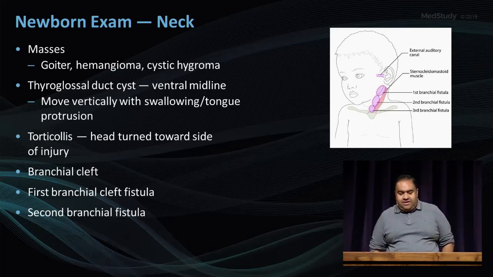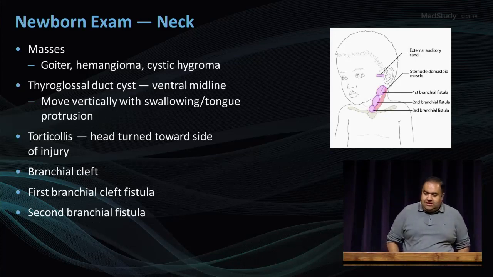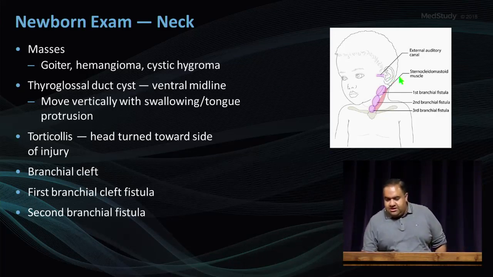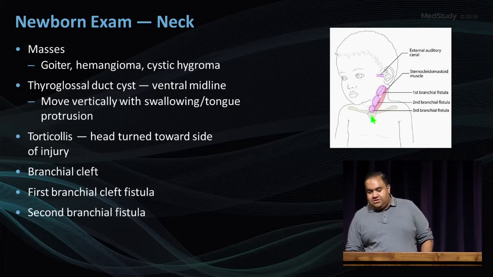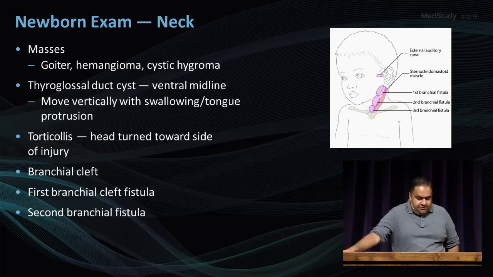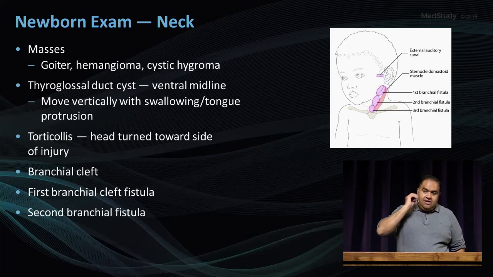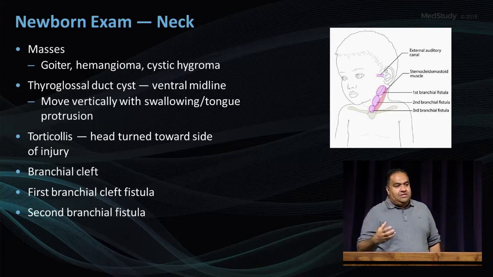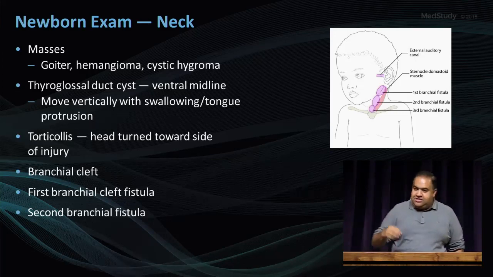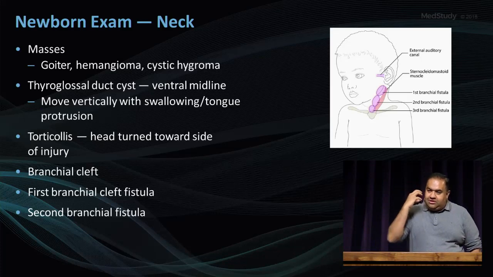So branchial clefts and branchial fistulas. Here I put a picture in here. Here's your external auditory canal. Here's your sternocleidomastoid muscle. As you go down from the external auditory canal to the sternum, you can hit your first, second, and third branchial fistulas. The first branchial fistula is usually right underneath the ear, and because it's so close to the ear, it's probably got some auditory issues related to it. So drainage, sinus, external auditory canal issues are probably associated with the first branchial fistula.